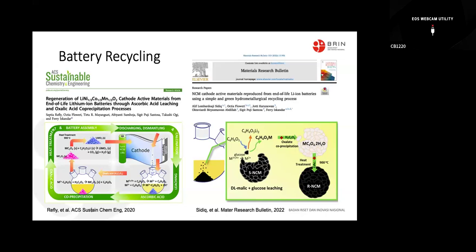Basically, we do regeneration of battery from spent battery using a hydrometallurgical technique, using organic acid. The first work we use ascorbic acid, and the second work we use malic acid. But the final product is the battery itself. So we regenerate the cathode from the spent battery.